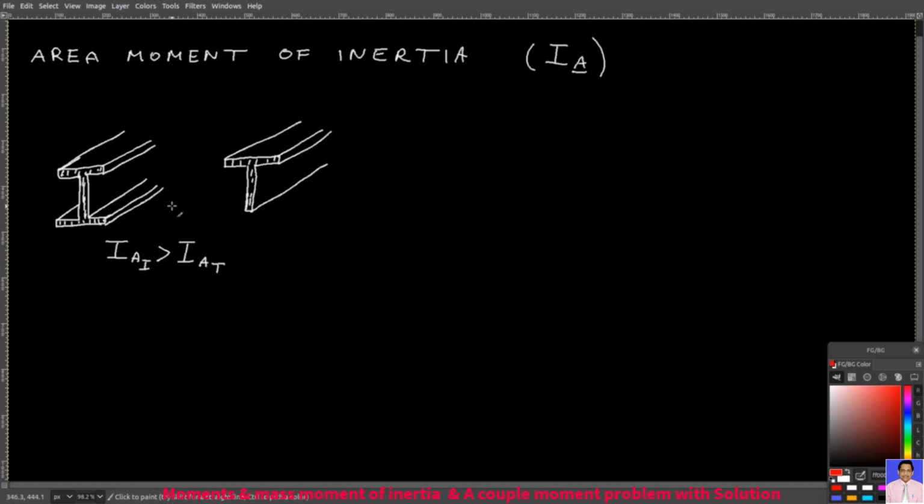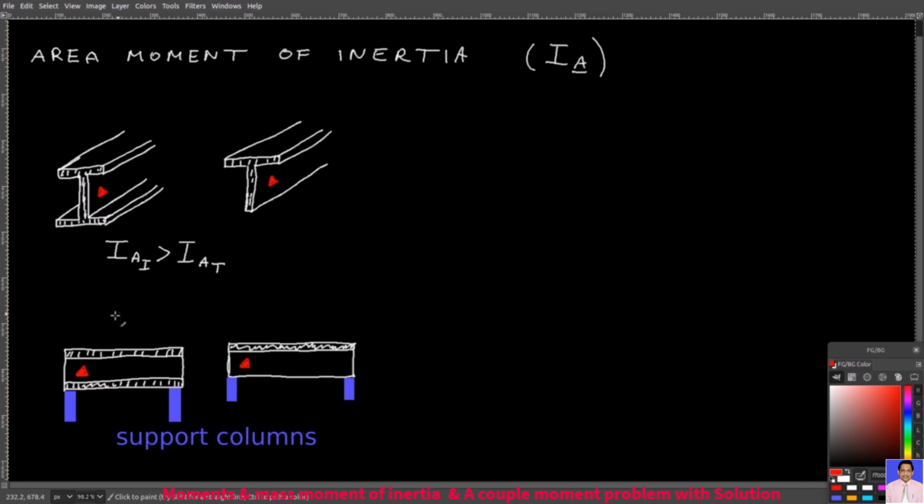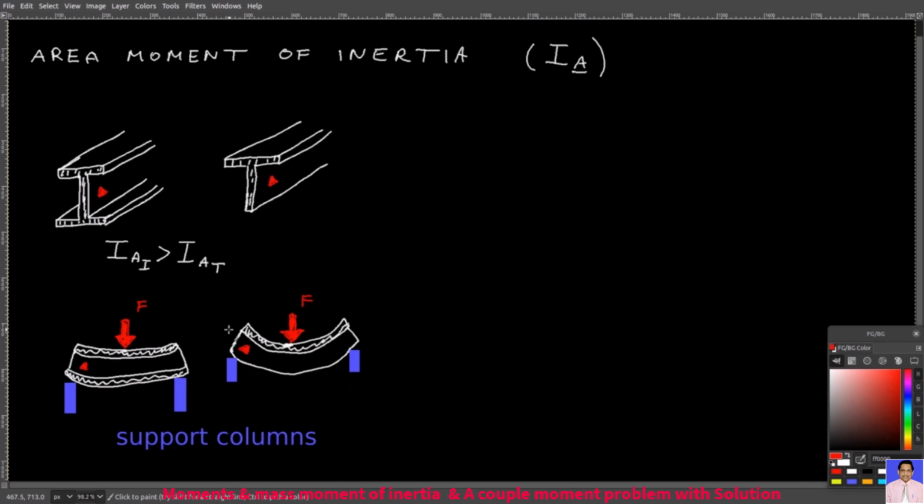It means that it is harder to bend this I-shaped beam compared to the T-shaped beam. So let's say if I take these two beams and I look at them from the side, so this red triangle, it's this one here, and this red triangle, it's this one here. And now if I apply the same force on top of both beams, then the T-beam will bend a lot more than the I-beam.